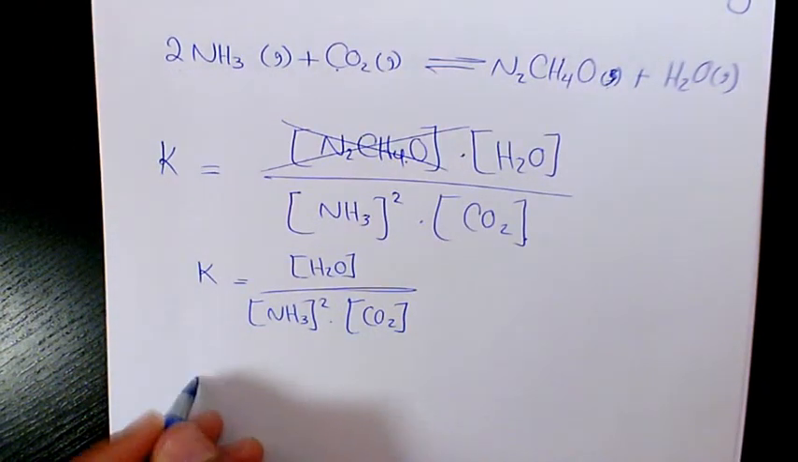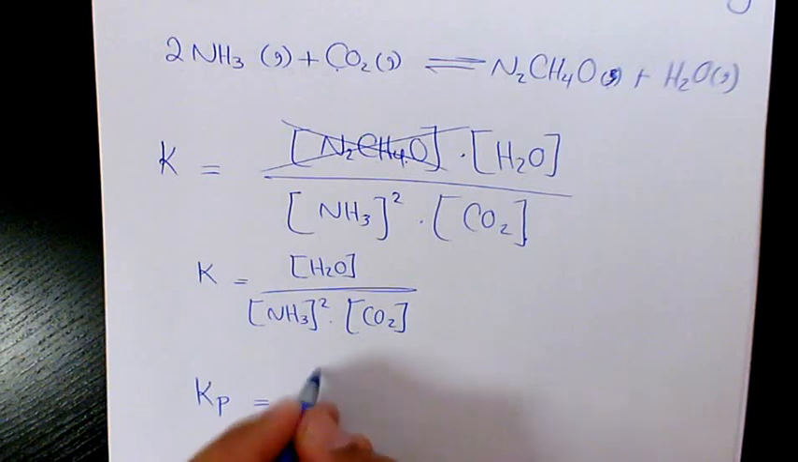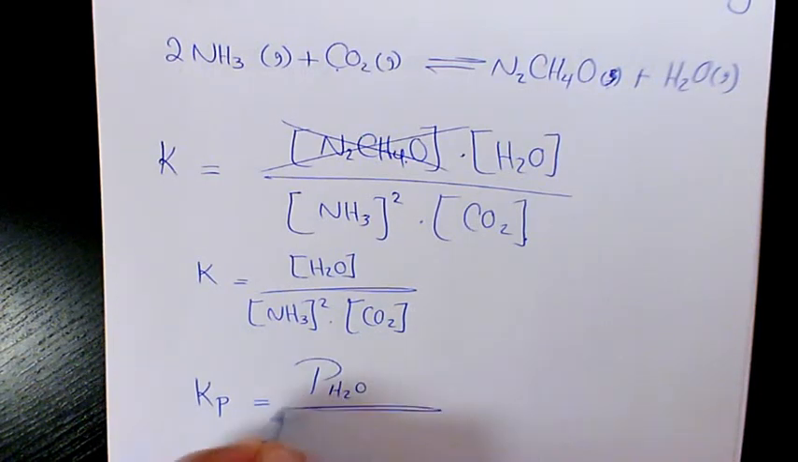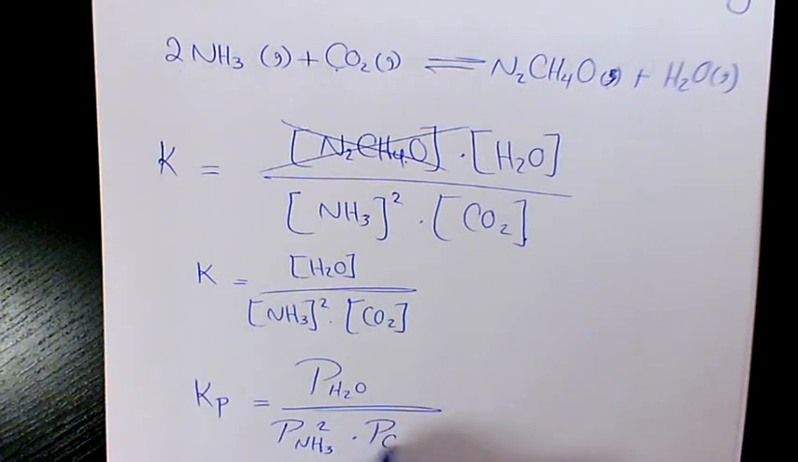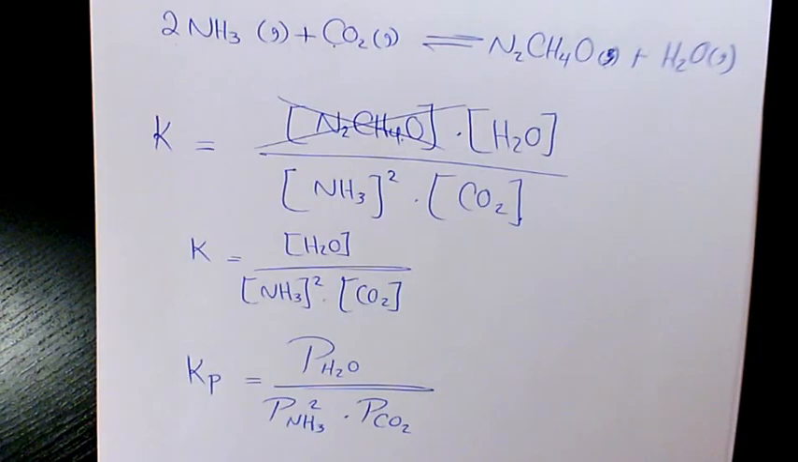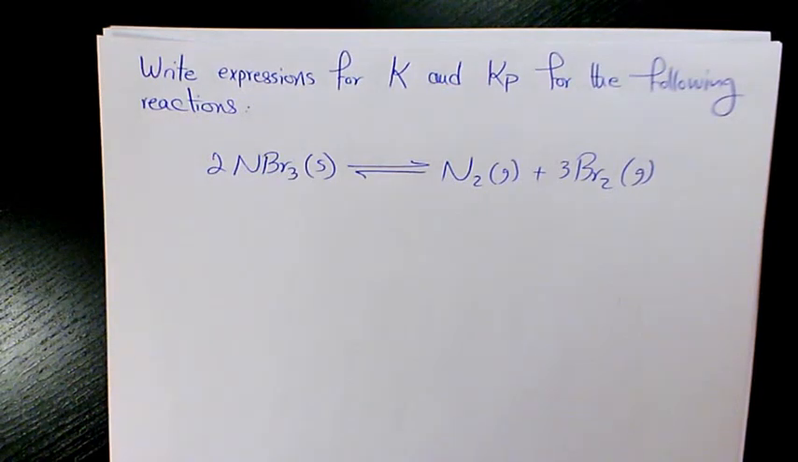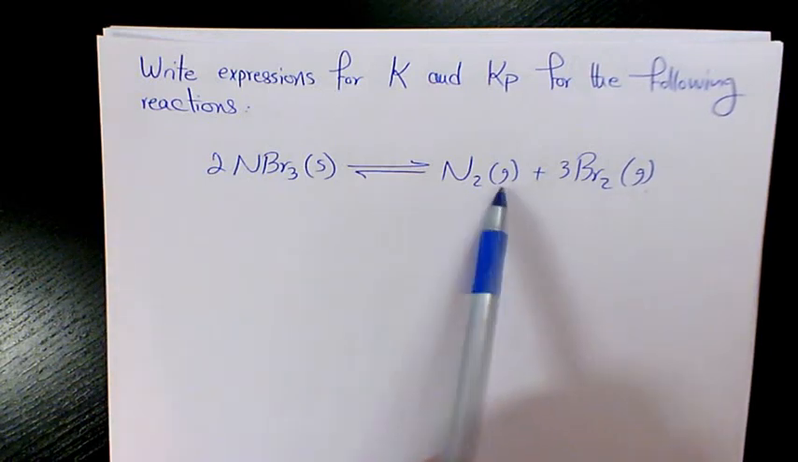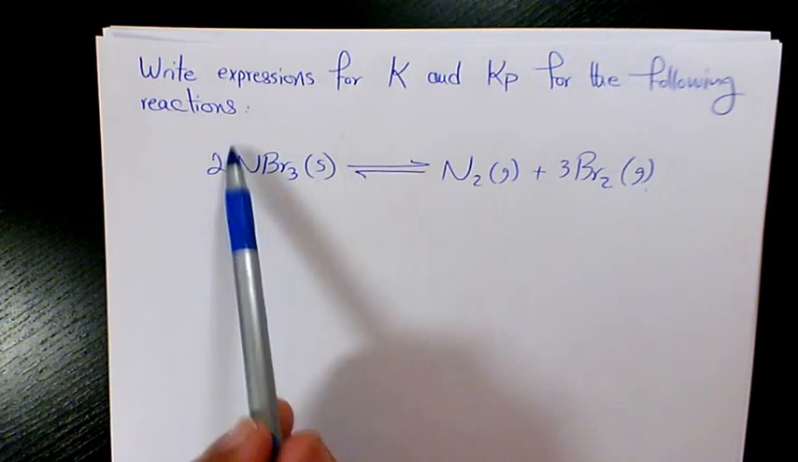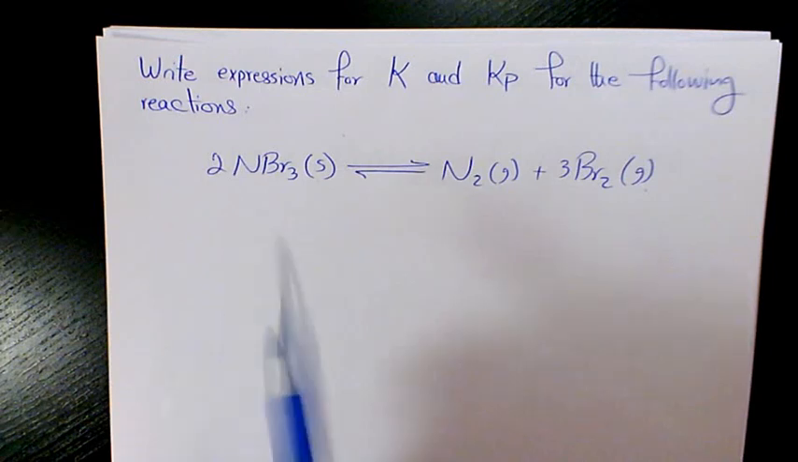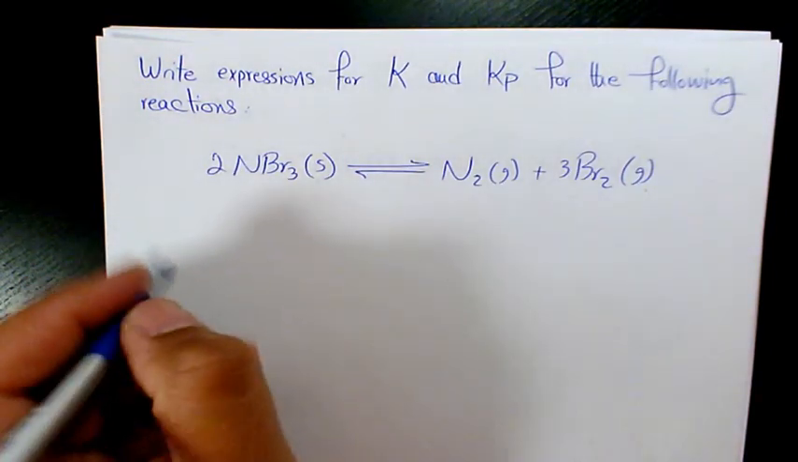Now if we want to write Kp, Kp is going to be pressure of H2O divided by pressure of ammonia to the power of 2 times pressure of carbon dioxide. Next example. Write expressions for K and Kp for the following reaction. So here we have gas, gas, and this one is solid. So we don't write this one. We have only the products in the equilibrium expression.